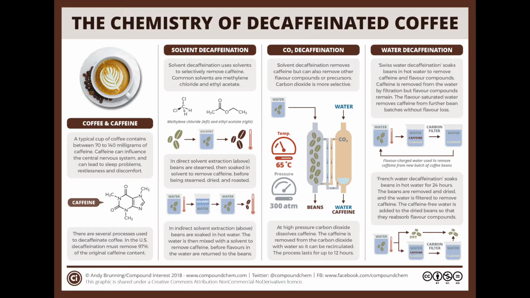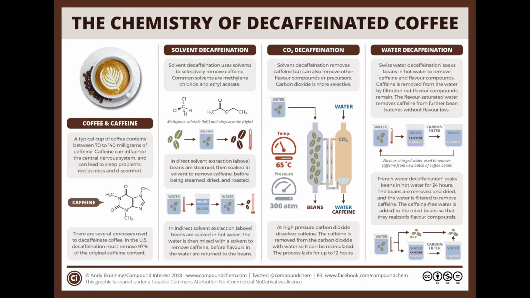So in order to remove this caffeine, three main methods can be done. One is solvent decaffeination. This is going to use a solvent like methylene chloride or ethyl acetate in order to extract the caffeine from the coffee beans. So in order to do this, the coffee beans are steamed and then soaked in solvent to remove the caffeine, and then they will be dried and roasted afterwards.